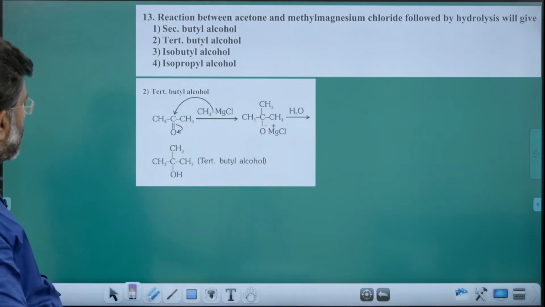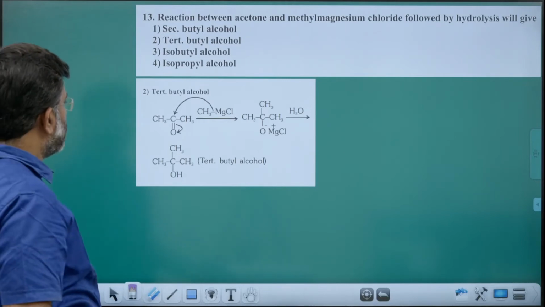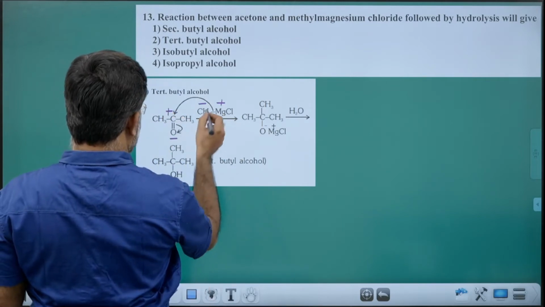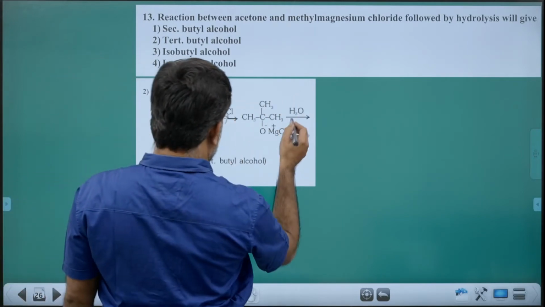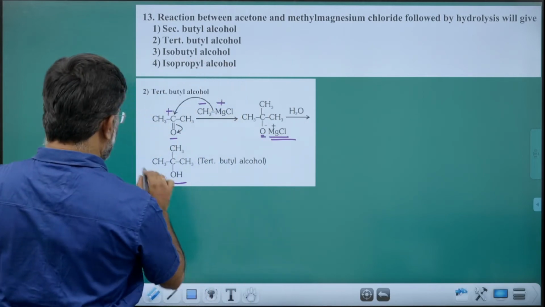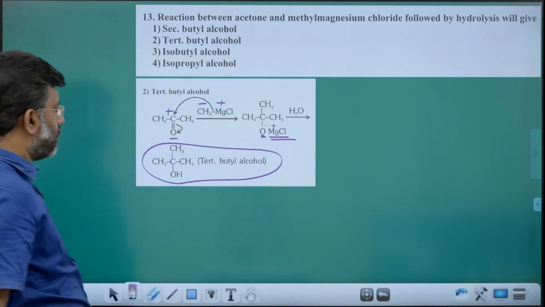And this is how the reaction takes place. This is plus, this is minus, this is minus, this is plus getting connected. You get an addition product and now this is removed. A hydrogen will come here to get tertiary butyl alcohol. Next.